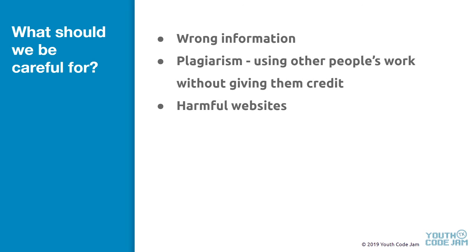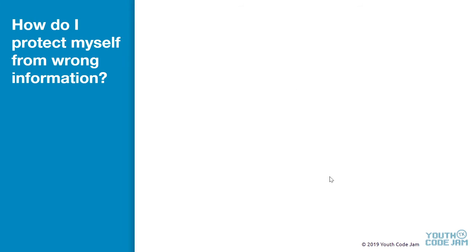Well, sometimes there is wrong information out there on the internet, and so we should be careful for that. We should be careful for plagiarism, which is what it's called when you use someone else's work without giving them credit. And we should also be on the lookout for some harmful websites, and we'll talk about each of these a little bit more in detail in just a second.